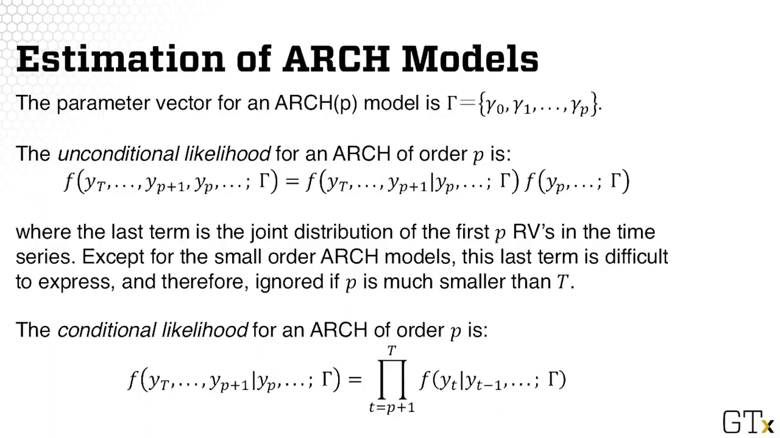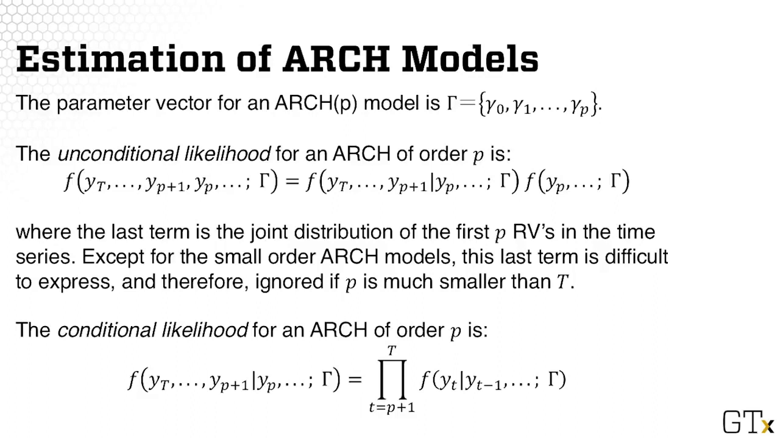I'm introducing here the concept of conditional likelihood, as discussed in the first lecture on this course, reviewing essential concepts in statistics such as the decomposition of the joint distribution. We can decompose the joint distribution of the random variables yT up to y1, modeled by an ARCH(p) model, using the unconditional likelihood as defined on the slide.